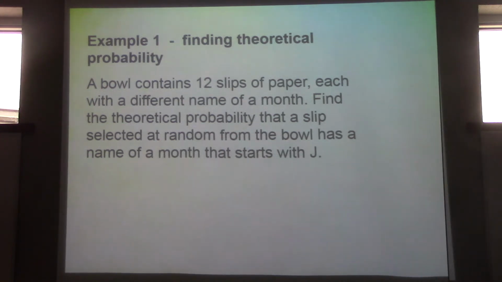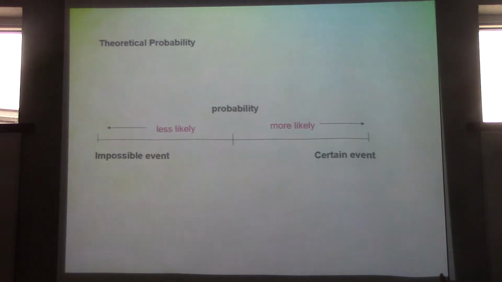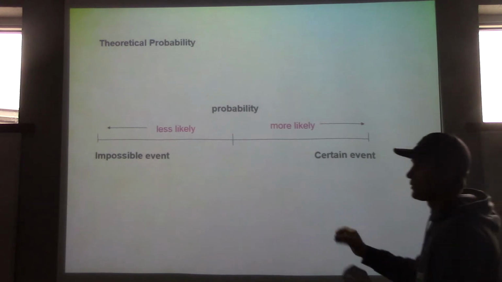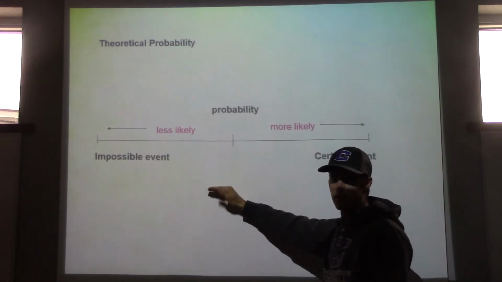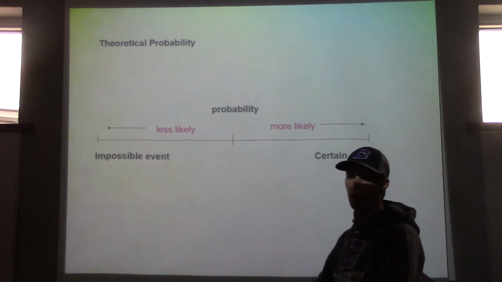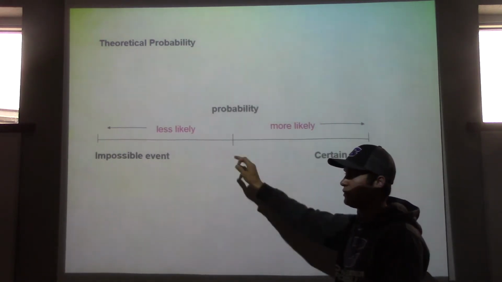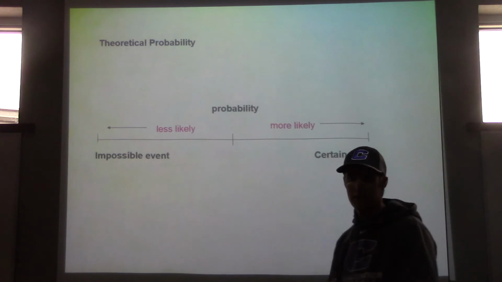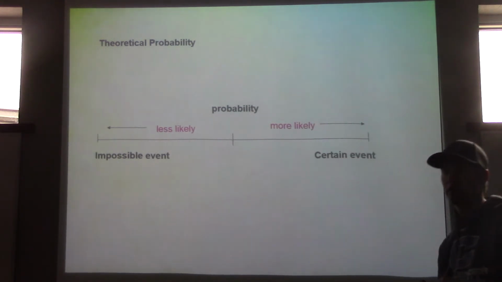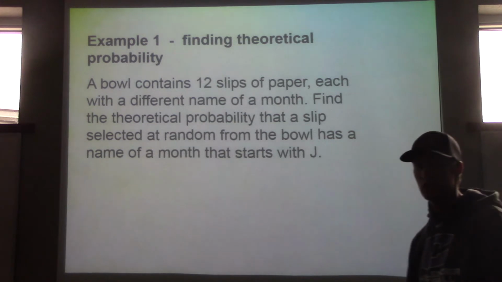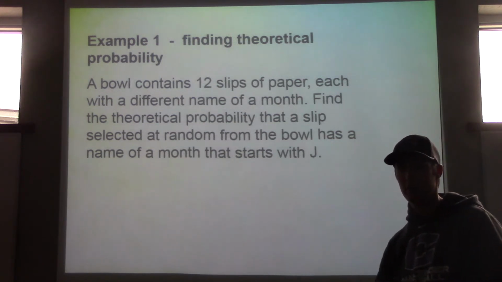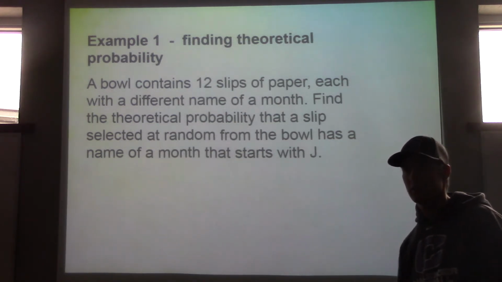A bowl contains 12 slips of paper. So when we go ahead and set up a proportion, we're just going to put the probability. So it's going to be a proportion, and our denominator will be all possible outcomes. In our numerator will be the one that we're interested in. So we have 12 slips of paper, each with a different name of the month. So January, February, March, April, May, June, July, August, September, October, November, and December.